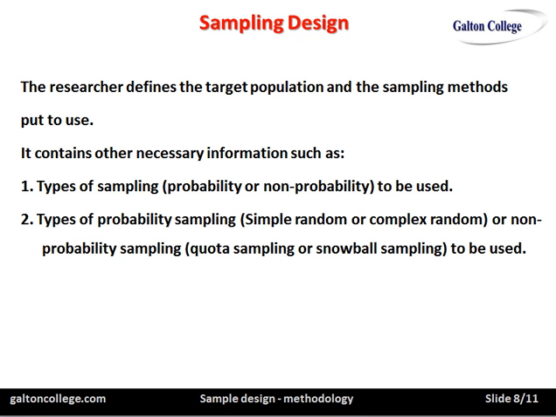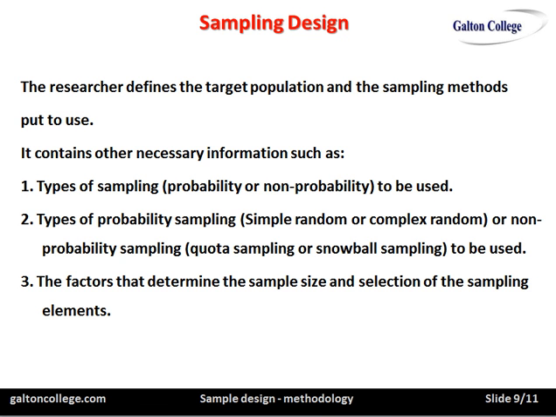Now the types of probability sampling, for example simple random or complex random, or non-probability sampling, quota sampling or snowball sampling to be used. So as I said earlier, it really depends on the nature of the inquiry. It depends on how important the information is. It depends on the resources available. It depends on training for staff. It depends on the time scale for the exercise. It depends on many factors. But the sampling design should be set out and should be discussed clearly in this section.